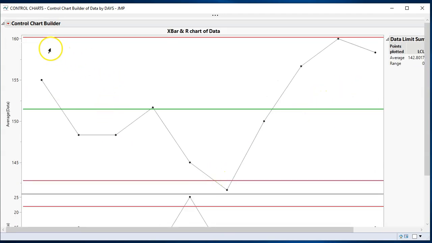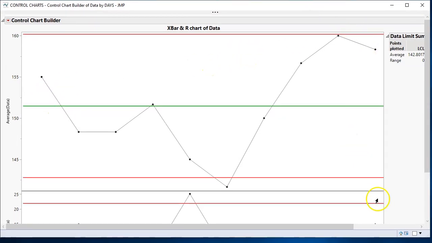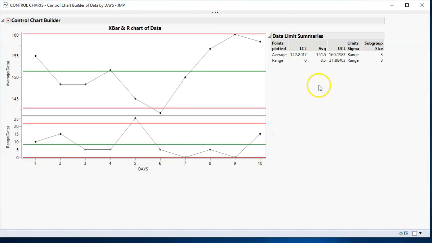Okay, so here you can see that's your upper bound, that's your lower bound. And these are the average of each day. And one of the days is outside the control limit. So this system is out of control. Do you think we can find the upper bound and lower bound? Do you see them here? It's right here. The UCL, right, 160. LCL, 142.8. And average is 151.5.